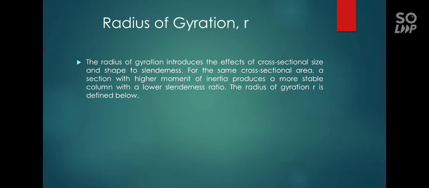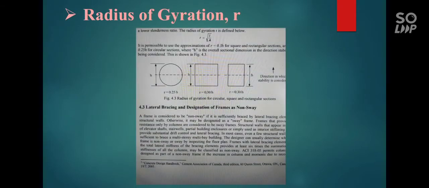So this is the continuation. Radius of gyration, r. The radius of gyration introduces the effect of cross-sectional size and shape to slenderness for the same cross-sectional area. A section with higher moment of inertia produces a more stable column with a lower slenderness ratio. The radius of gyration r is defined below. So the formula of radius of gyration is r equals the square root of the moment of inertia over the area.